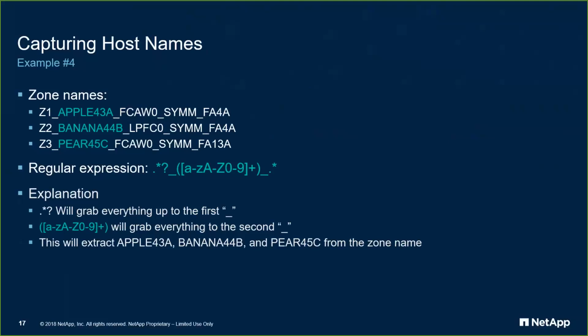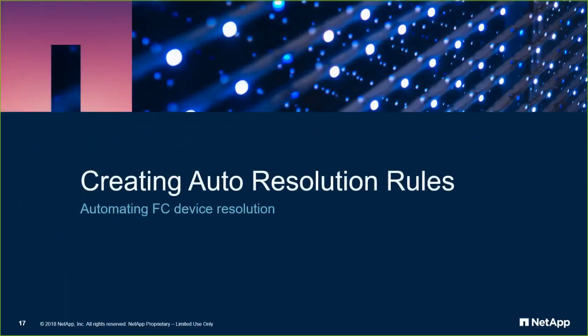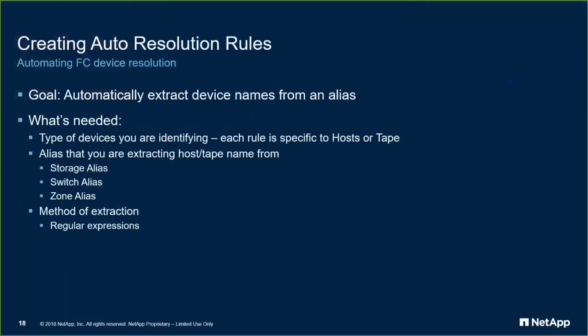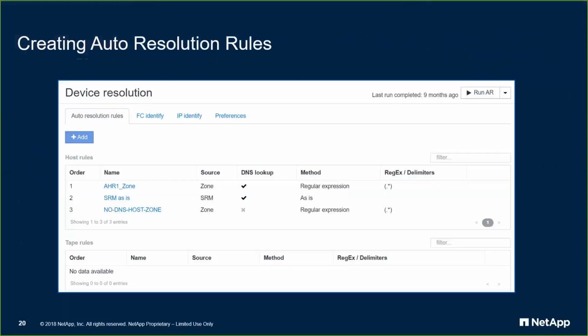All right. Since I've wasted a lot of time on creating these rules, I want to just quickly run through the process of creating the auto-resolution rule, which uses these regular expressions. So the goal here is to automatically extract the device name from an alias. What do we need? We need to know, first of all, are we looking for a physical host or are we looking for tape? Then we need to know, where does our name reside? In the storage, switch, or zone alias? And then in this case, we're going to use regular expressions to capture that. Okay, so we'll come into our device resolution. We'll come over here to add new rule.